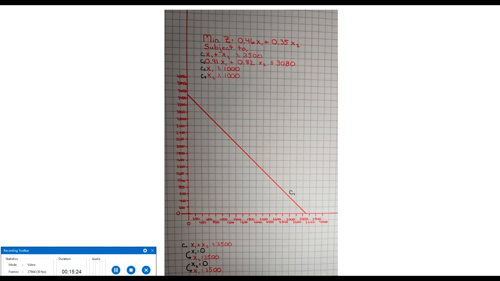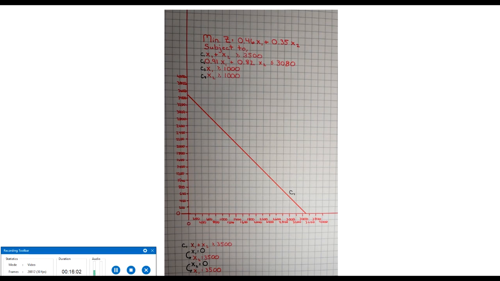If x1 is 0, x2 becomes 3,500. So we have a line that will intersect on the y-axis at 3,500, and it will intersect on the x-axis at 3,500. That we know. That's what we've shown here.